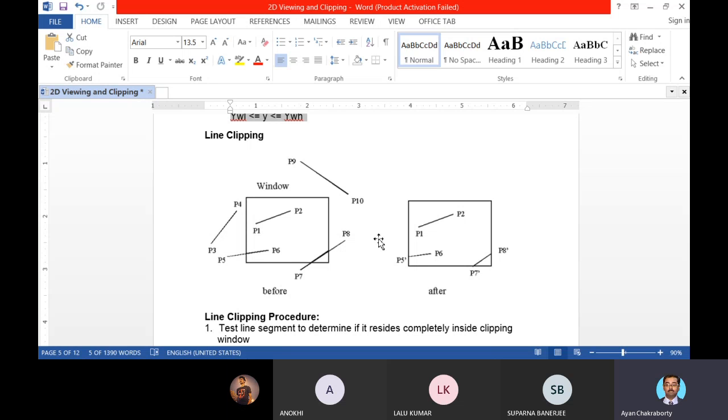Can you understand what I am trying to say? We have to check that for these particular straight lines whose endpoints are completely outside the window region, these straight lines have any intersection points with any of the four sides of the window or not. Can you understand? Yes, sir.